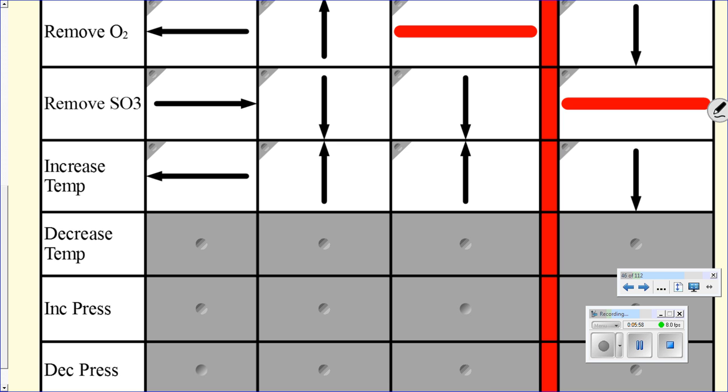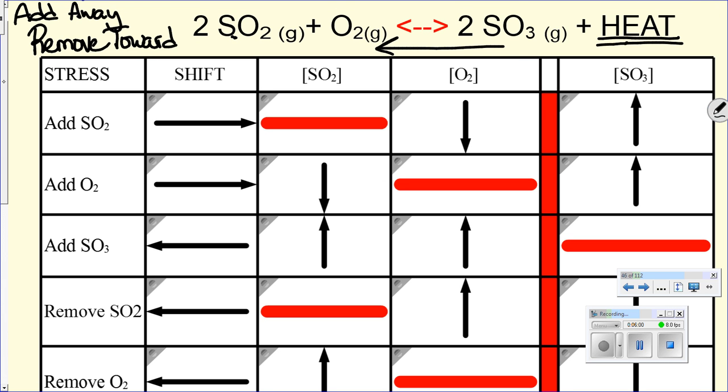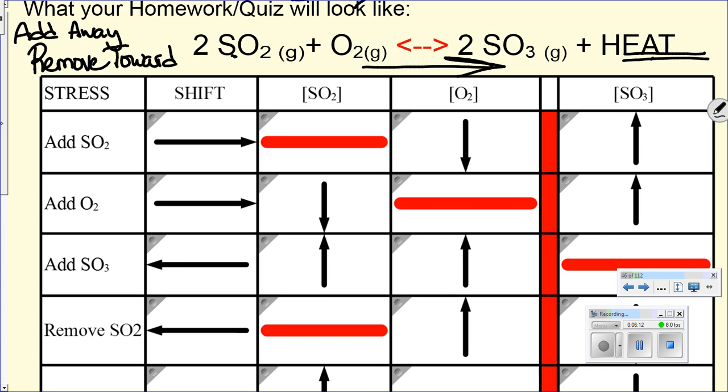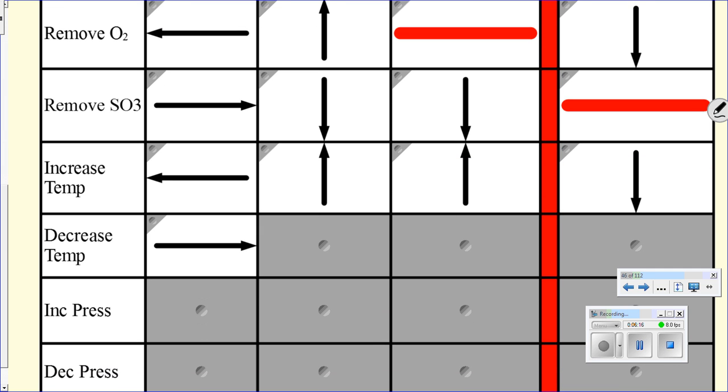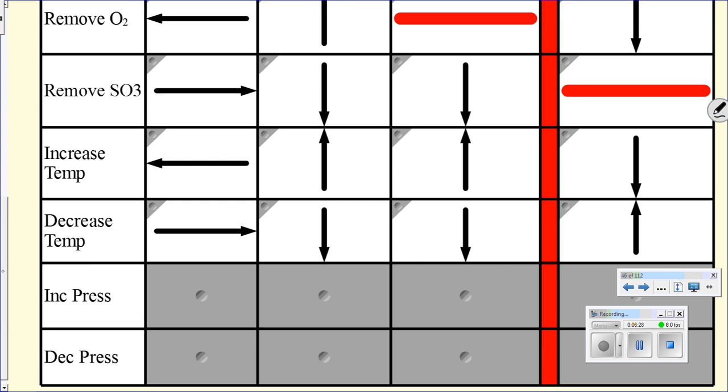So since we're shifting to the stuff on the left-hand side, we're making more of those products of decomposition, SO2 and O2. When we decrease temperature, we're doing the opposite. So we're removing heat. By removing heat, we are, remember, add away, remove towards, so we're shifting this way. So SO3 can't decompose as much when we don't have as much heat. So we're shifting towards the formation of SO3. We're going to begin to make more SO3. It's not going to decompose as quickly. It's going to build up. And SO2 and O2 will be decreasing because SO3 isn't breaking down to make them.